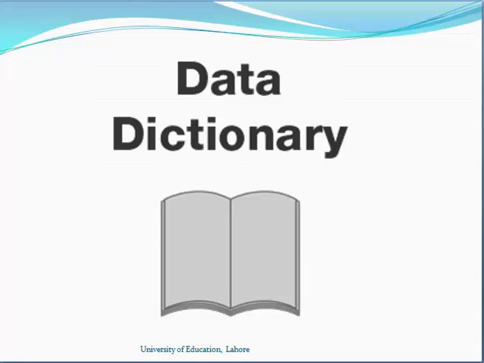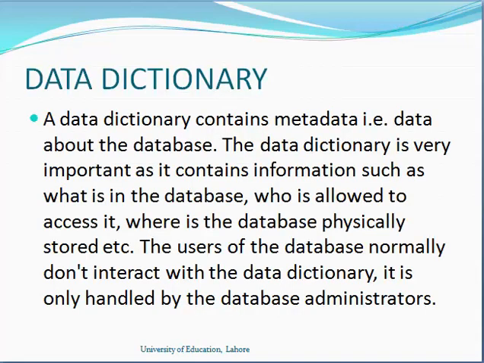What is a data dictionary? As the name suggests, dictionary. A dictionary means a composition containing different data, like metadata. See in the definition, a data dictionary contains metadata, that means data about the data. The data dictionary is very important as it contains information such as what is in the database, who is allowed to access it, where the database is physically stored, etc. These are the important pieces of information that are stored in the data dictionary.